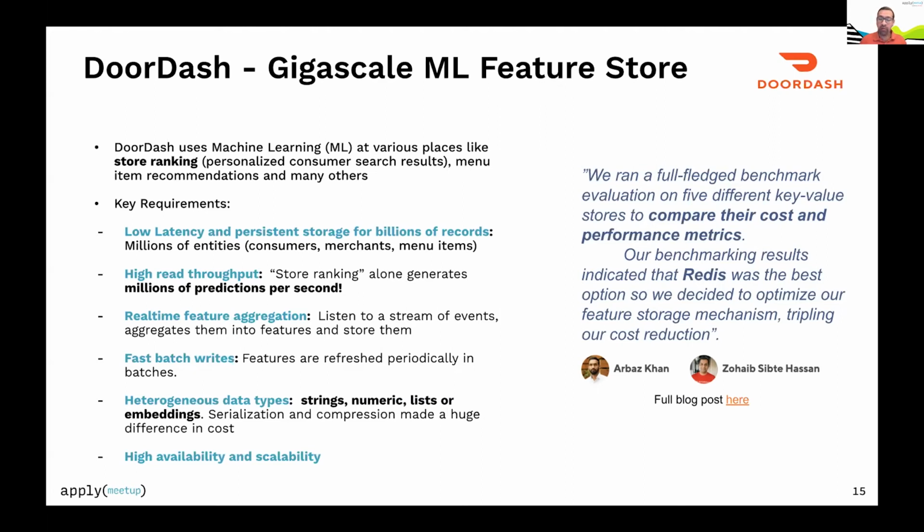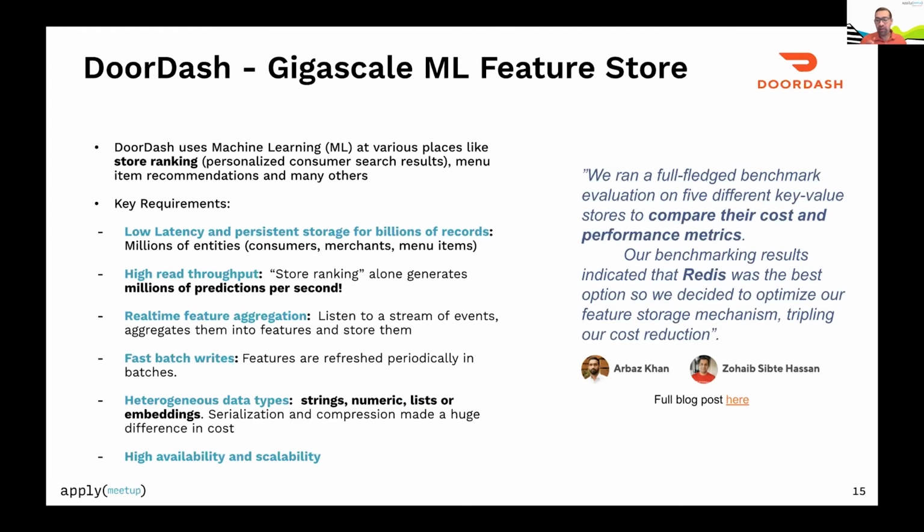Another important requirement for DoorDash was the flexibility of dealing with heterogeneous data types. For them, features could be stored as a string, as numeric floats, as a list, or as a bunch of embeddings that are already stored serialized and ready for consumption for inference. And they found that flexibility in Redis.